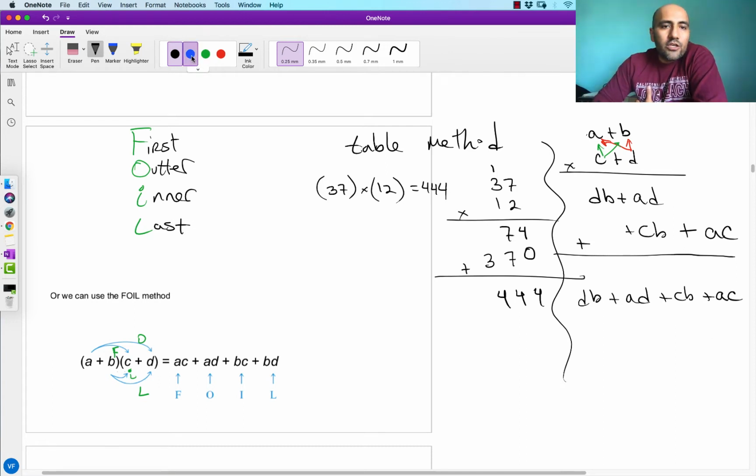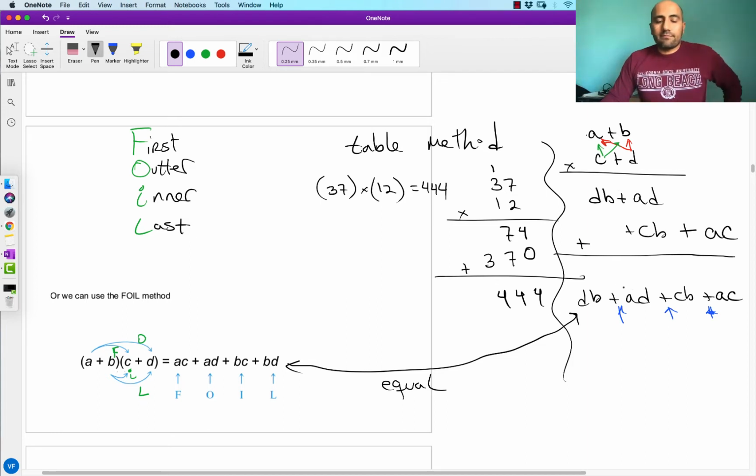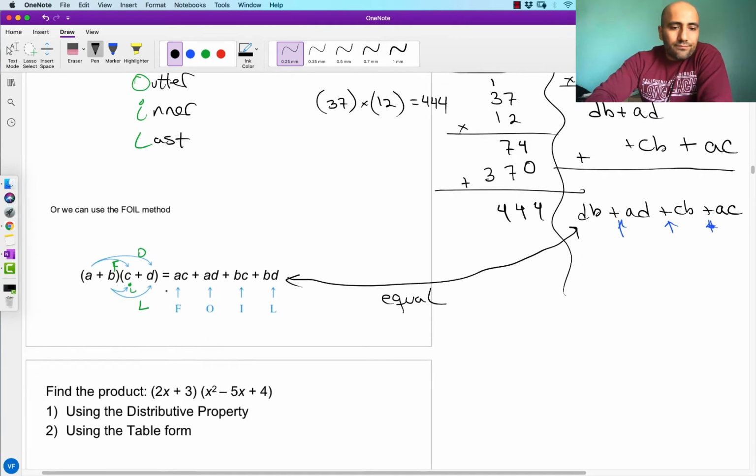Noting that with addition, we can write them in any order we like, right? So these are all addition. So we can move them around and put them in any order we like. So if we wanted to, we can rearrange them and make them equal to exactly this. So it's just another way of doing it. Again, most of the world likes either the distribution method or the table method. I think very few people outside the US like this FOIL method. So they're all equivalent though.